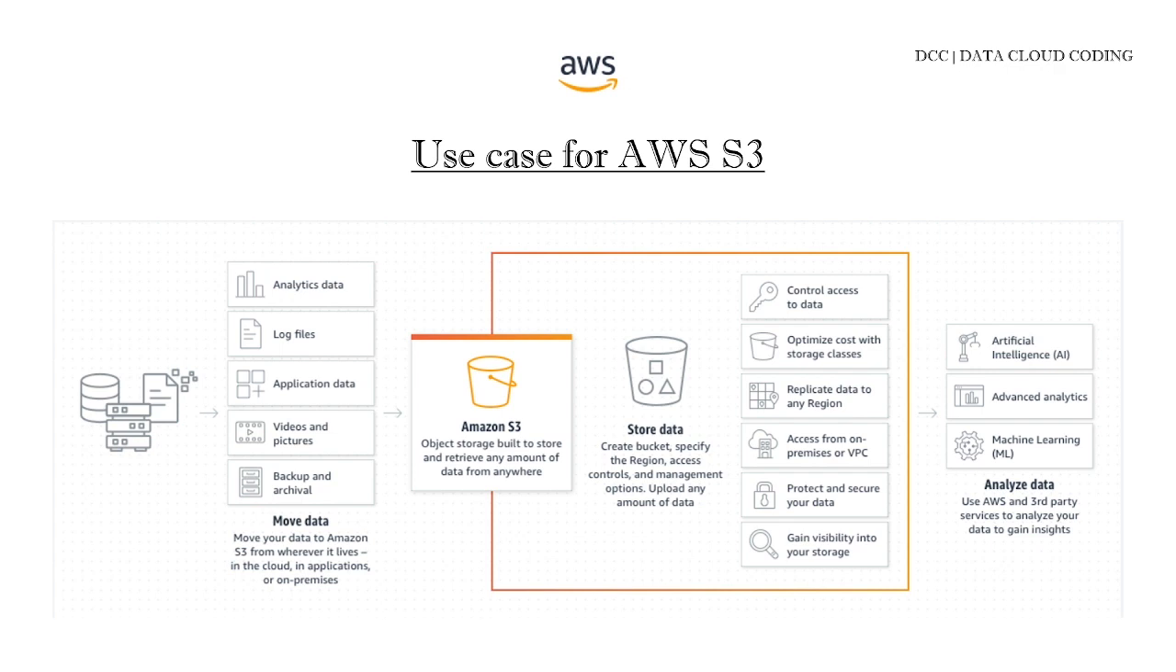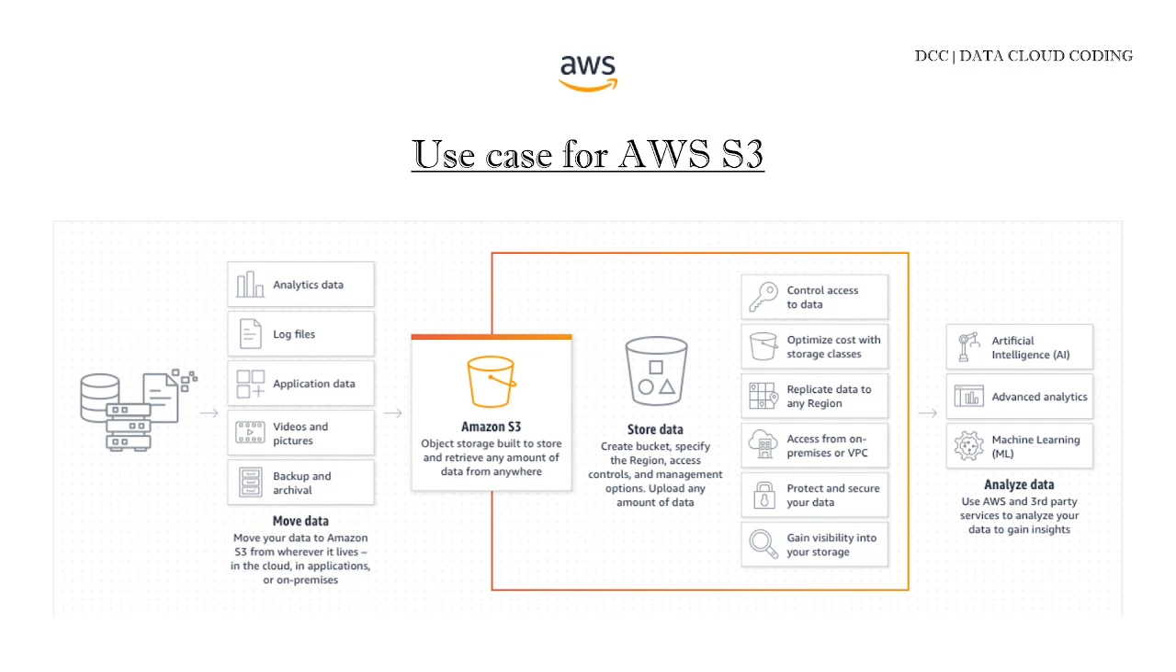We can create a bucket. We can specify the region, access controls, and management options, which are the options we get when we are trying to create any bucket and trying to upload files inside of our S3 bucket. Any S3 bucket also provides us with many options, like we can control the access to data. We can optimize the cost of storage through storage classes. We can replicate data to any region.